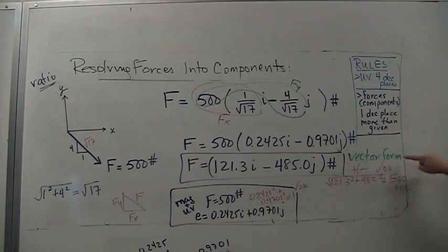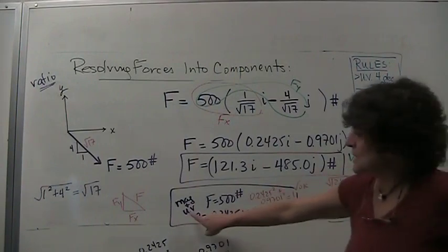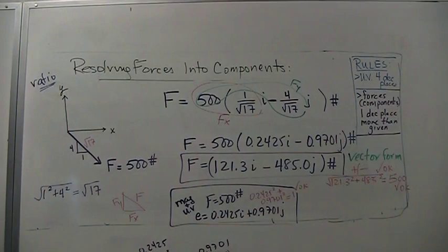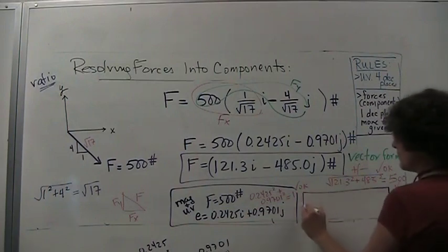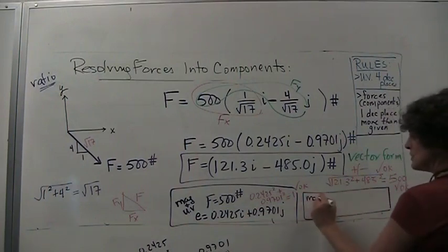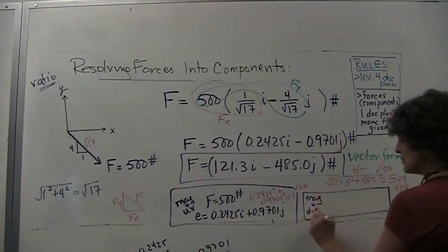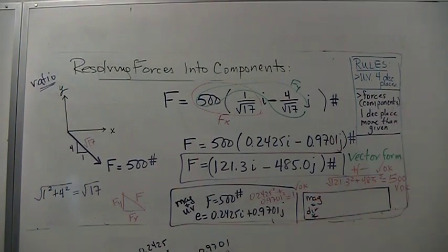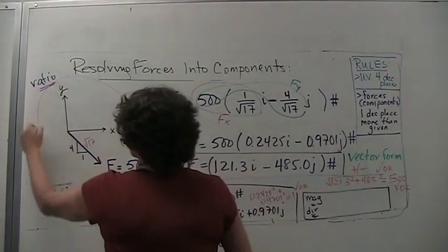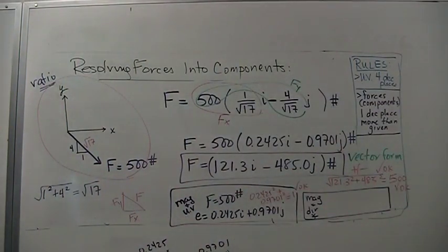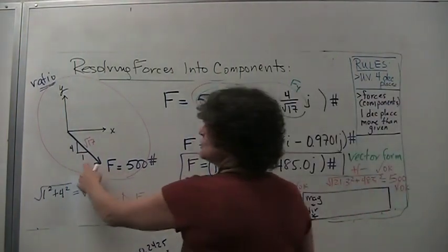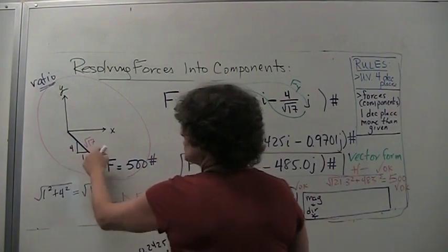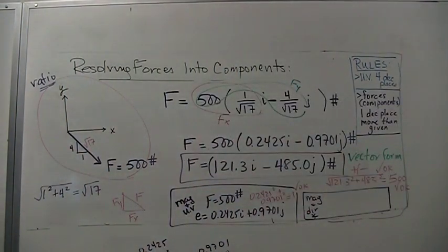So we represented our vector in vector form. We represented it in magnitude and unit vector. And what was the third way we represent it? We represent it with magnitude and direction angles. So let's look back at the picture. How could we get the direction angles? We know all the ratios, right? We know all the ratios.